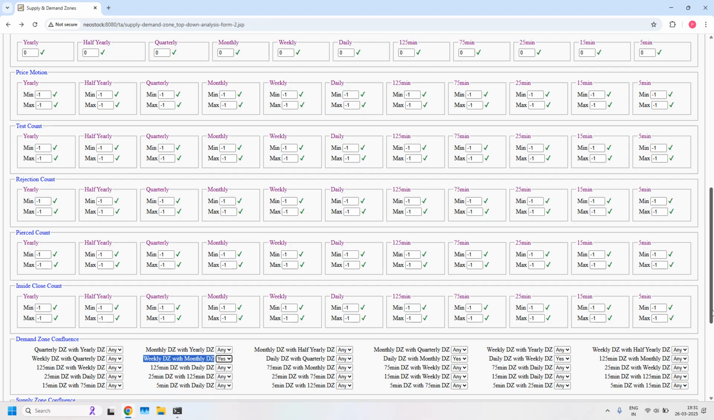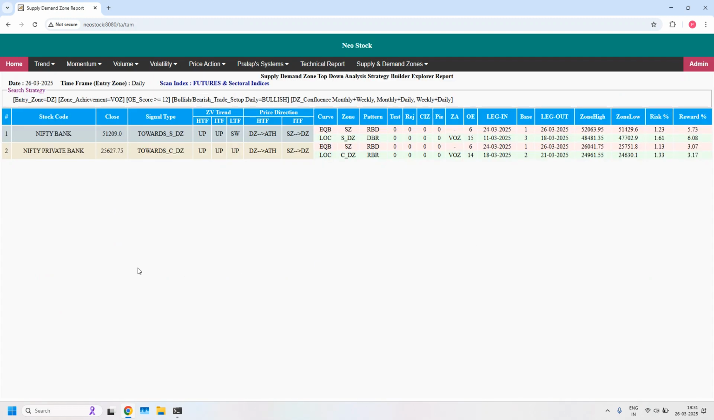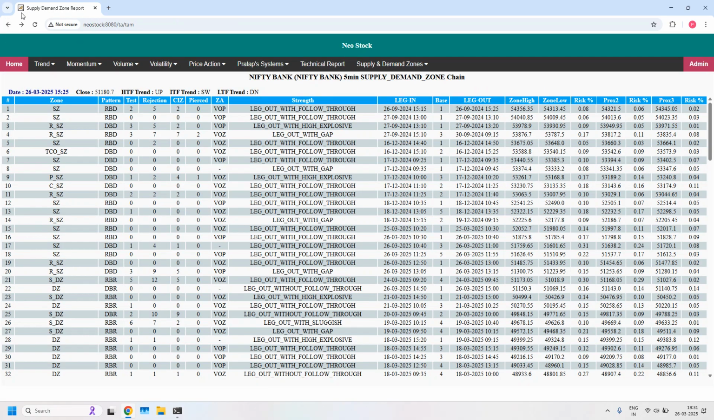With all the 3 filters, LTF, ITF, HTF demand zone confluence, we got 2 stocks. And both these stocks are having uptrend, HTF trend. And moreover, these daily demand zones overlapped with weekly, both together again overlapped with monthly. That means all are part of monthly demand zone. And also monthly trend is up. If monthly demand zone having monthly EMA confluence, then these stocks might be having even more high probability to get success. Let's verify.